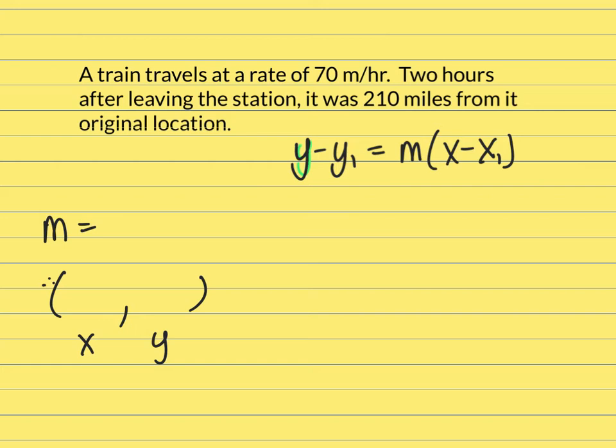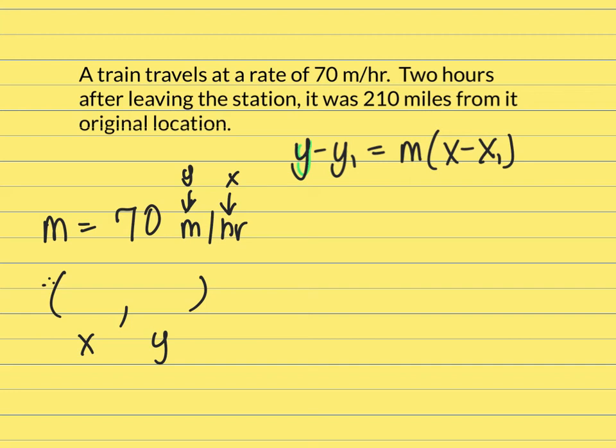So, in this case, we need a slope. Remember, our slope is our rate of change. Remember, our slope is a unit rate. So which value would represent our slope? 70. 70. Good. And of course, it's 70 miles per hour. And remember, when we have slope, it's change in y over change in x. So that means the miles is the y and the hours is the x.